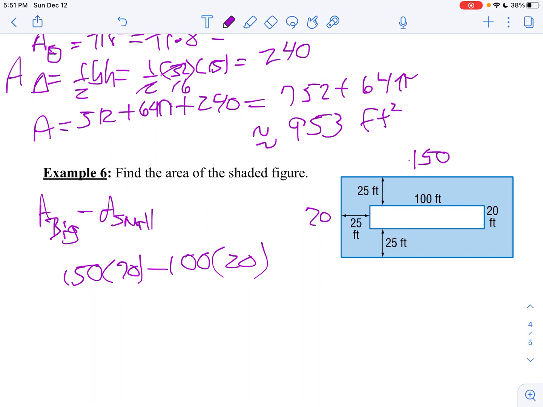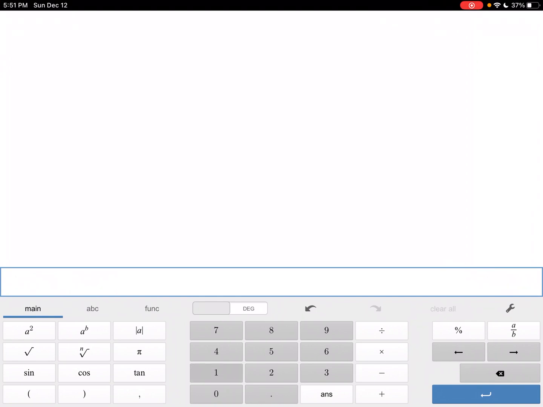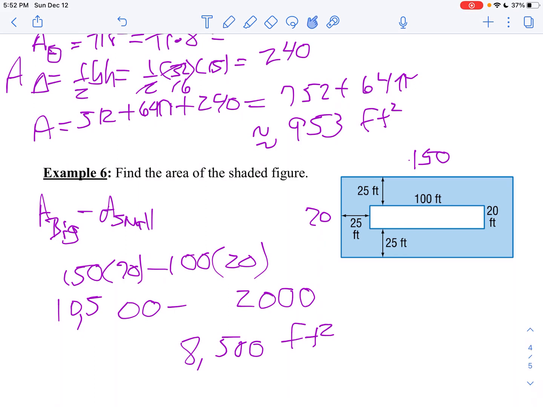Well, let me see. 150 times 70. I know I'm going to have 2 zeros. And then take 15 times 7, and I get 105. In other words, I get 10,500 minus 100 times 20. That'll have 3 zeros on it. And then 1 times 2 is 2. So in other words, 10,500 minus 2,000 would be 8,500, and that will be square feet. And there's our answer.